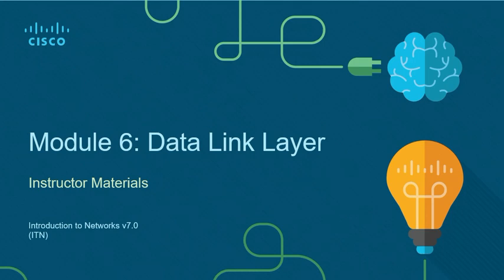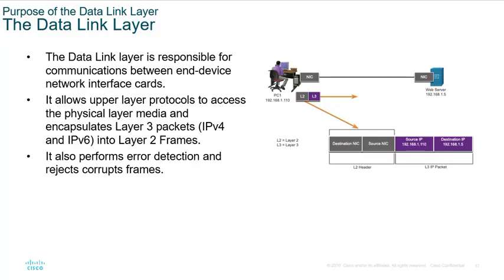Here we are going to look at data link layer. So in the previous video, we've looked at the physical layer. Now we are moving on to the layer 2 or data link layer. So the main purpose of the data link layer is to provide communication between end devices, the network interface cards.